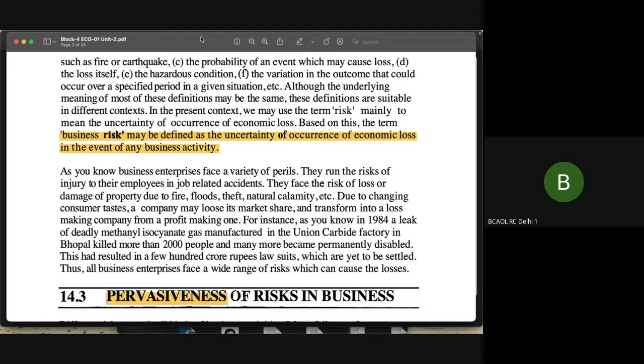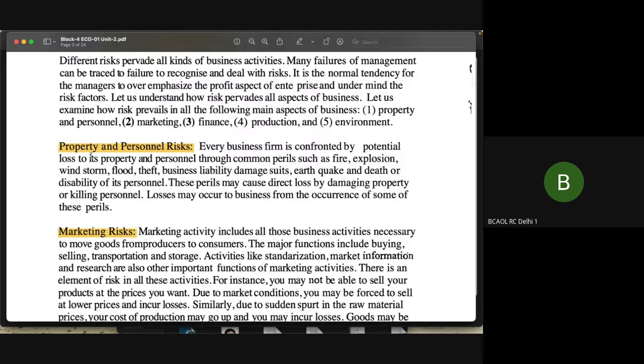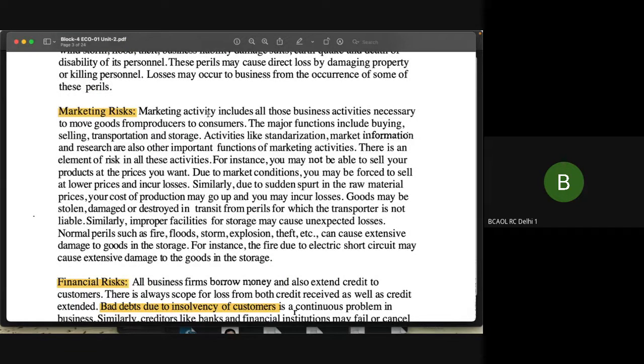Pervasiveness again means that it is everywhere. You can lose the building where you work. You can lose good employees. Other companies may take away your employees at a better rate; they offer better salary, better environment. So, property and personnel risk. Then marketing risk: you are creating the best product, doing the best expenditure to let people know that you have arrived in the market, but people still do not buy your product. The marketing risk. Financial risk.